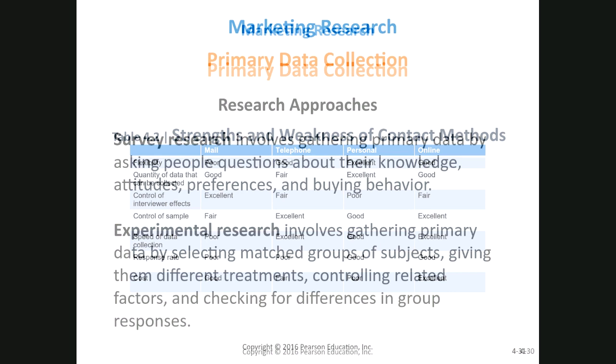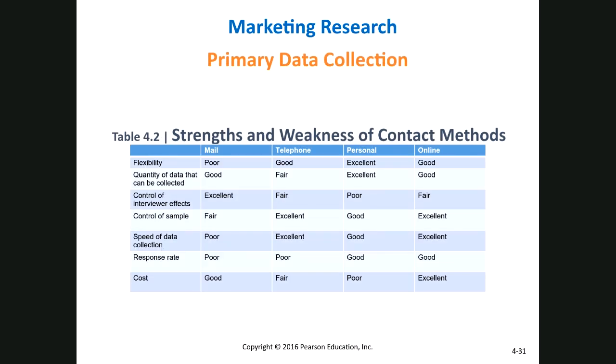So this is another nice chart of strengths and weaknesses of contact methods. You can see we've got mail, telephone, personal contact, and online. So let's just look at speed. If we mail surveys, research instruments to people, it's poor, right? It takes several days to get it. And even if they fill it out right then, several days to get it back.